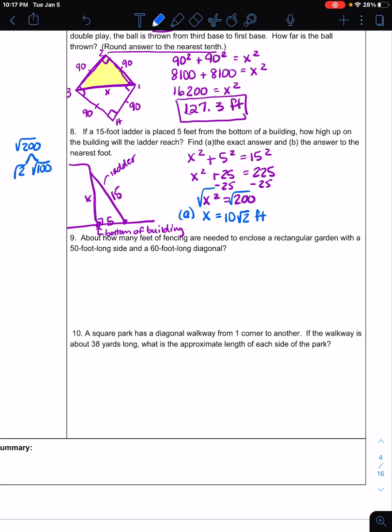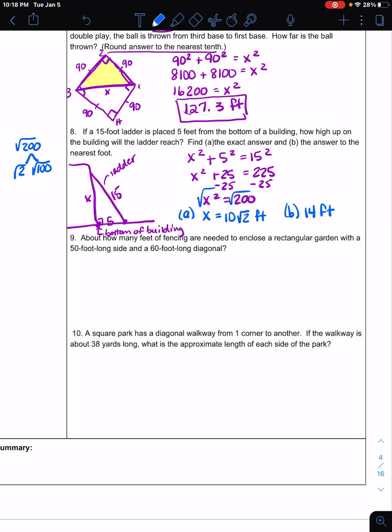Now, that doesn't mean a lot of anything, right? 10 root 2 feet, that doesn't tell you much. But this way, the answer to the nearest foot. So type in 10 square root of 2 on your calculator, and you get 14.14 feet, or 14 feet. Now, if you type in the square root of 200, you also get 14.14. So you can, at that point, you can do it.